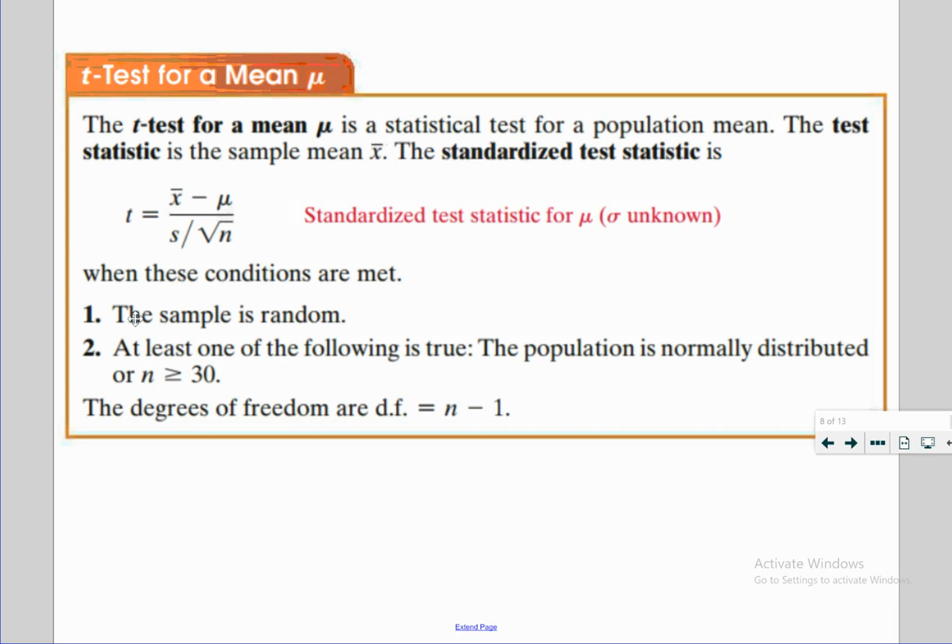All right, so 7-3, day 2, we're going to finish up this lesson today. We're just going to be doing hypothesis testing with rejection regions again. This time it's a t-test instead of a z-test, though. You're going to see it's really, really similar.